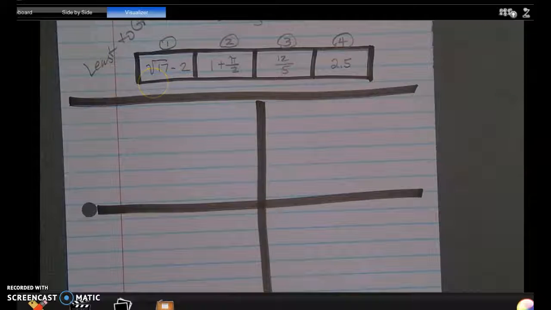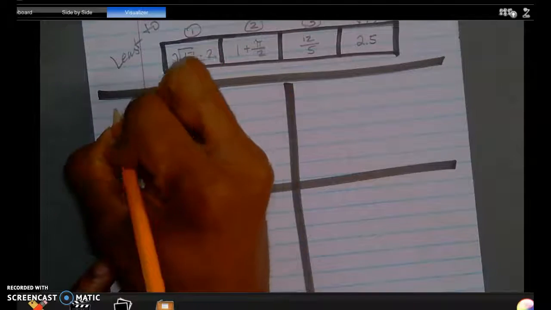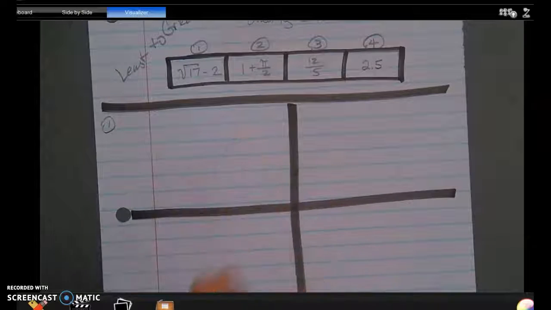And then we have the square root of 17 minus 2. Now that probably is going to be the one that is the most challenging for us to work with. But again, not something that is going to be completely out of whack for us to work with. Okay, so first things first, I would like to start with the one that might appear the most difficult, and this is the one that is listed as number 1: square root of 17 minus 2.